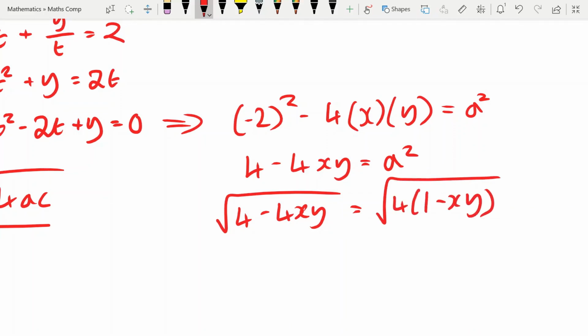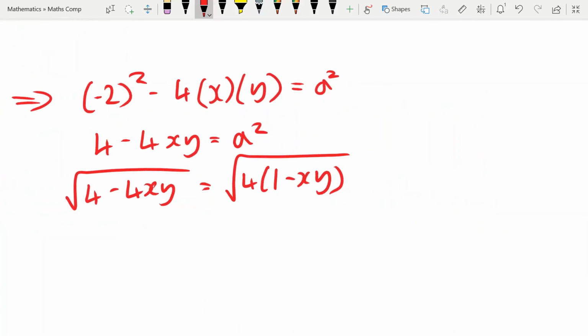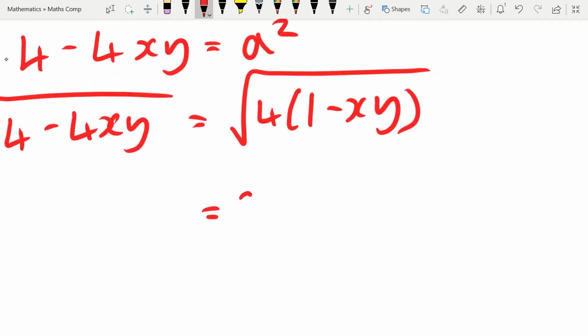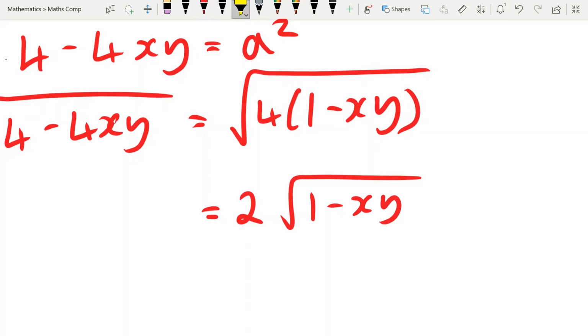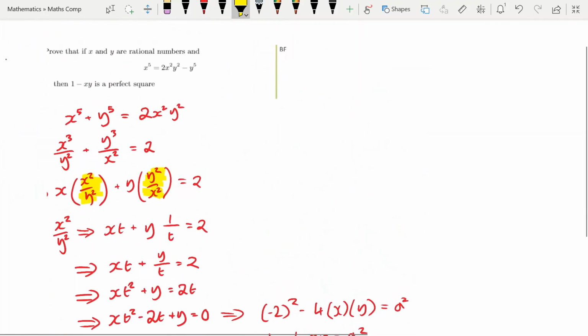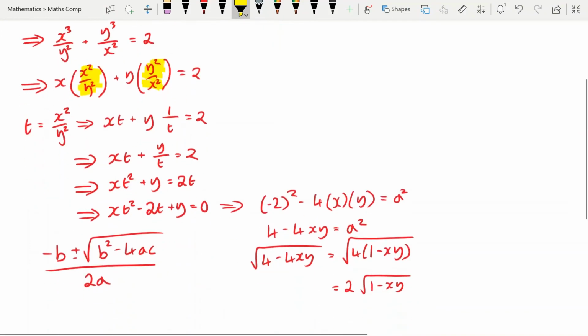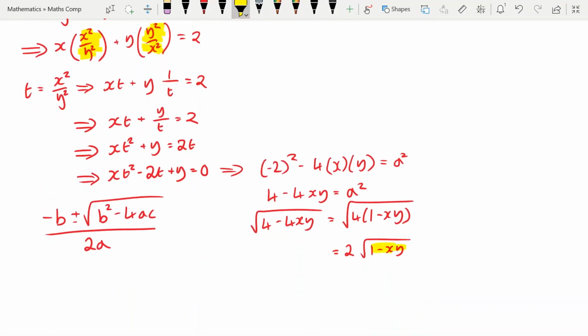And we can see as this is a perfect square, and 4 is a perfect square, then 1 minus xy must also be a perfect square for the whole expression here to be rational. So this is 2 times the root of 1 minus xy, but we know from above that what we're looking for is that 1 minus xy is a perfect square, and for this to be rational, then 1 minus xy must be a perfect square. So there's a nice proof.